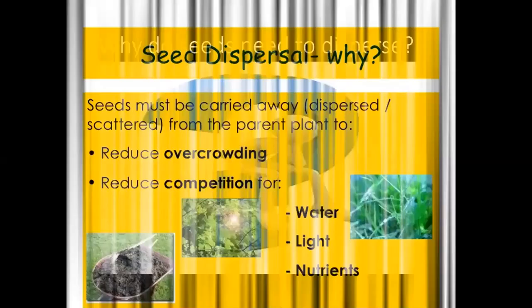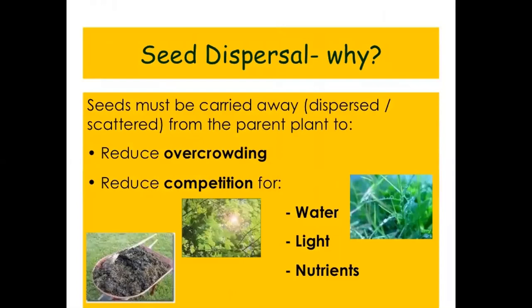Same seeds also need to disperse, because if seeds will not disperse, they all will grow at one place. So they will find less space to grow and they will have competition among themselves for water, light and nutrients. And so they will not grow properly. Some of the seeds will not grow and some of them will grow, but those plants will not be healthy. So seeds need to disperse.